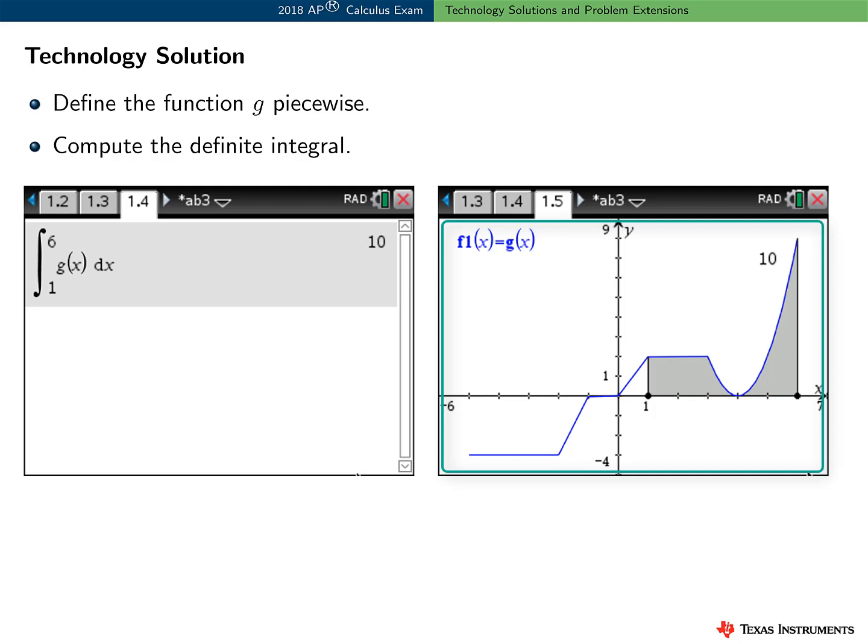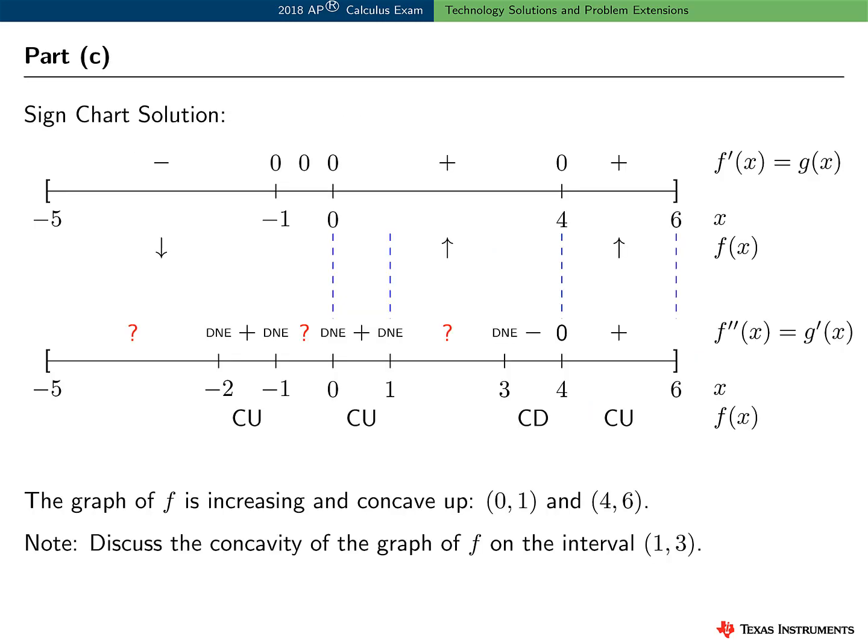Now, in this example, the definite integral represents the area under the graph of g. So here's a graph of g with the appropriate shaded region. And the TI-Nspire computed the area of this region on the graphs page and also returned a 10, thank goodness. In part C, I'm going to show you another approach to solving this problem.